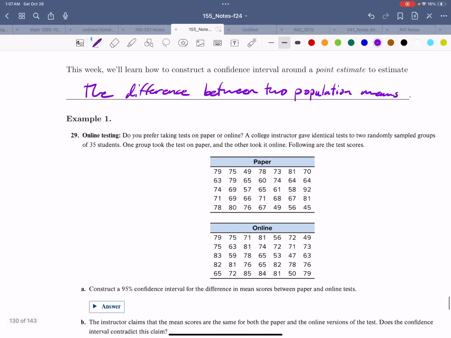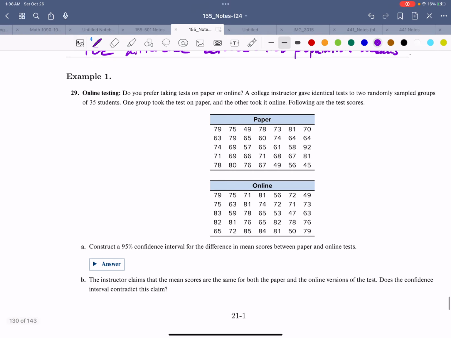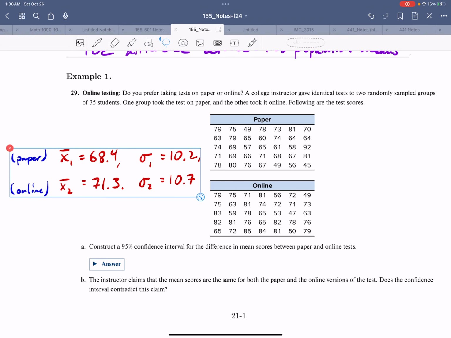Okay, so here's an example. We have an online test and a paper test, right? The instructor gives the exact same test on paper and online to different sets of students. Now, it just so happens that both sets of students had 35, but they actually could have had different sample sizes if it worked out that way. Just to give you some basic info, we know this. I entered this data into Minitab and it gave this, so you don't have to do all that. Okay, that's what we know.